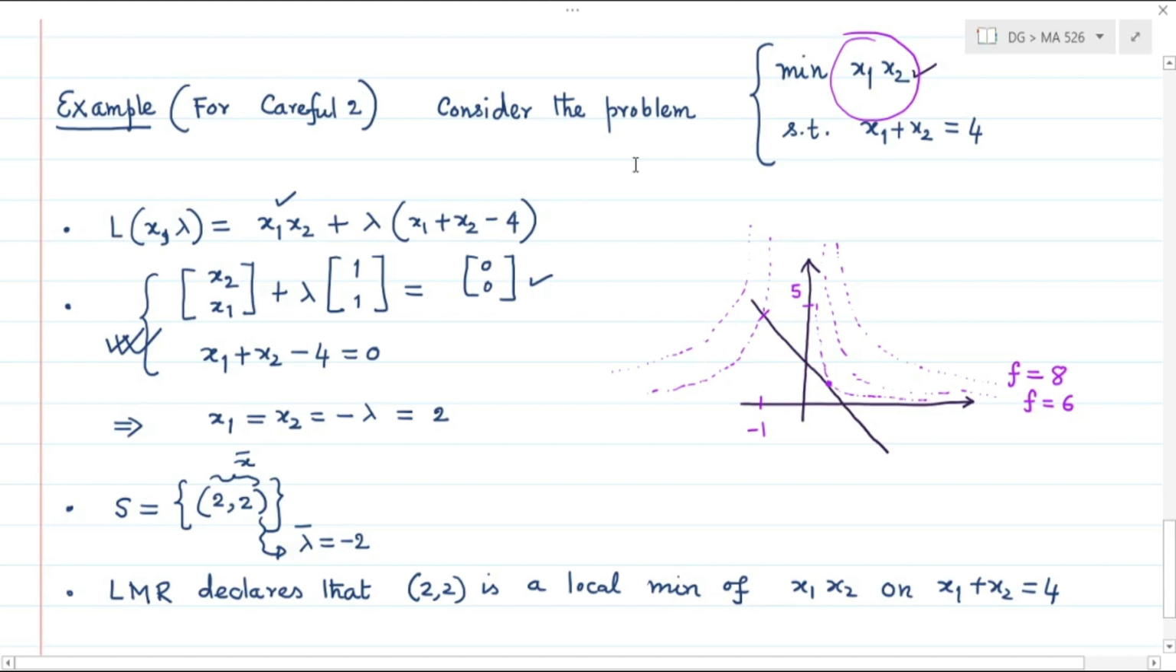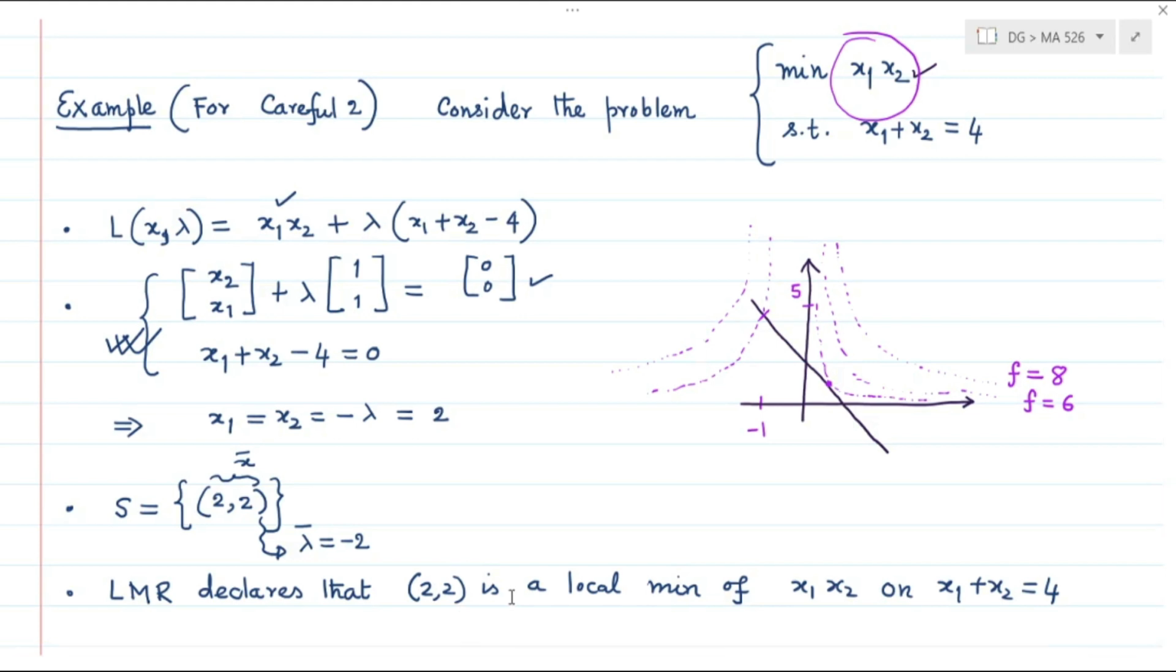In fact, this objective function is unbounded below on the constraint set x1 plus x2 equal to 4, and therefore this problem does not have any solution. But the Lagrange's multiplier rule is saying that it has a solution, and the point (2, 2) is a local minimum point. Fine.